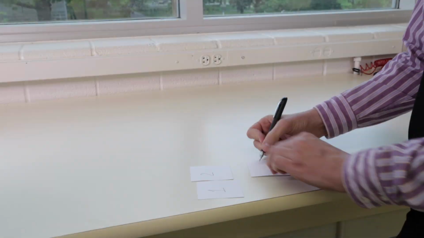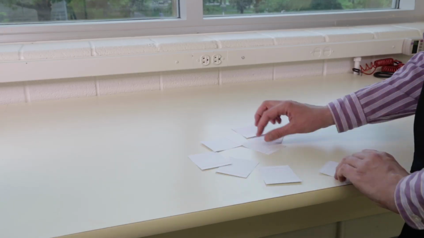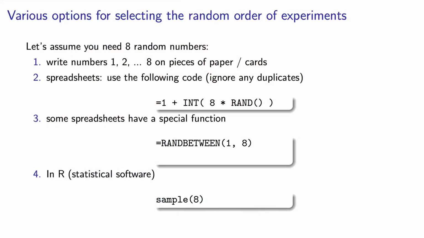The easiest I find is to write numbers on pieces of paper, as many as you have experiments. Then randomly select these pieces of paper until no more are left. A few other options are shown here on the screen. Please take a look at them.